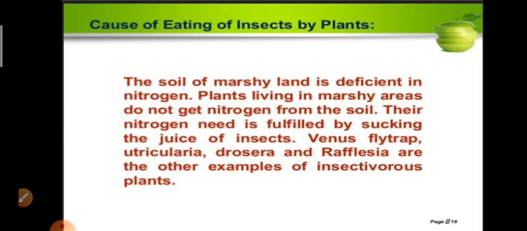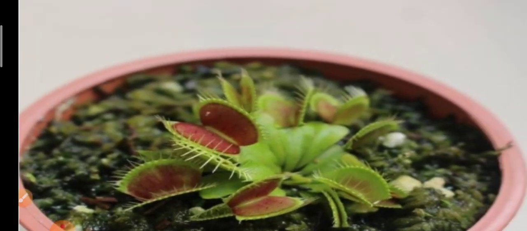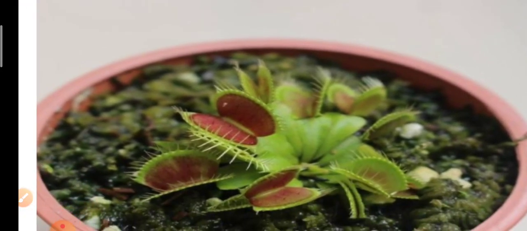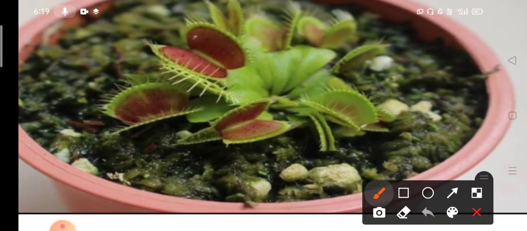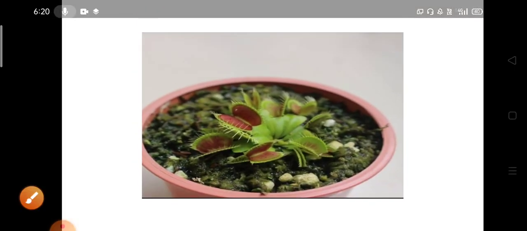Here are some of the examples of insectivorous plants. Venus flytrap, Utricularia, Drosera, Rafflesia are some of the examples of insectivorous plants. So this is the Venus flytrap. When the insect comes and sits here, it closes its parts and digests it by enzymes and absorbs the nitrogen. Thus they can fulfill their need of nitrogen.